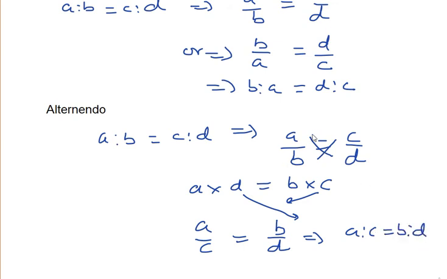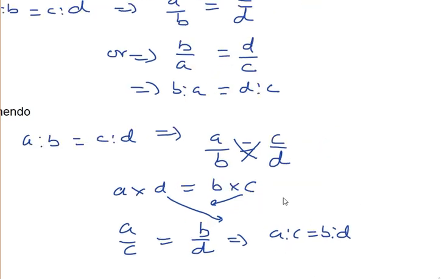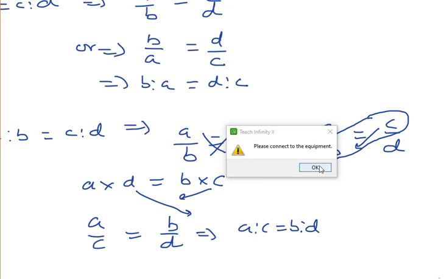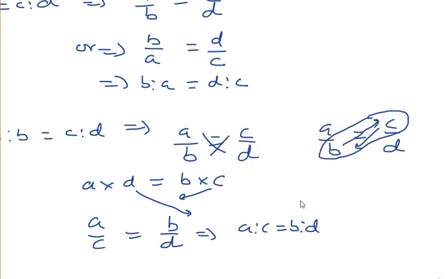In other words, if I am having A upon B is equal to C upon D, and I am interchanging the place of B and C, this method is called alternando. So take C over here and B over there. So the same result you are getting over here.